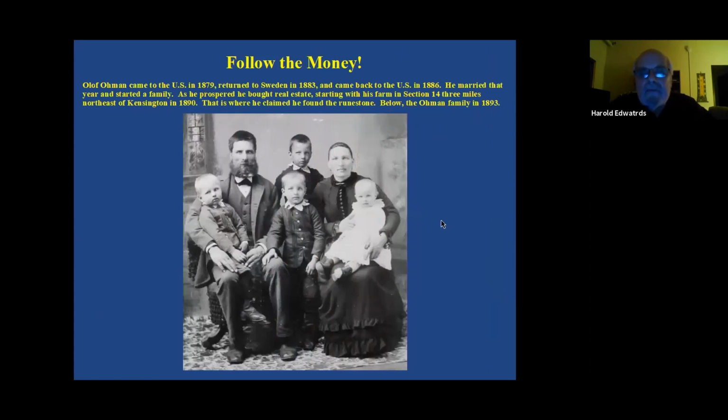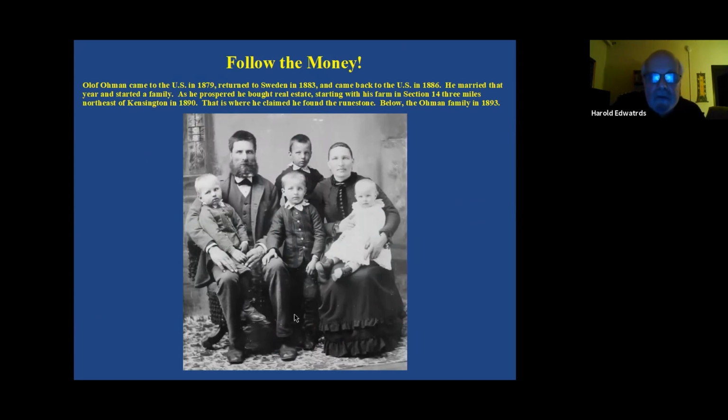Now let's get to the final phase of this: follow the money. Olaf Ullman came to the United States in 1879. He returned to Sweden in 1883, and he came back to the United States in 1886. He married his wife, Karen, that year, and they started a family. And he began in 1890 to buy sections of a farm in section 14, which is about 3 miles to the northeast of Kensington. Below is a picture of the Ullman family in 1893.